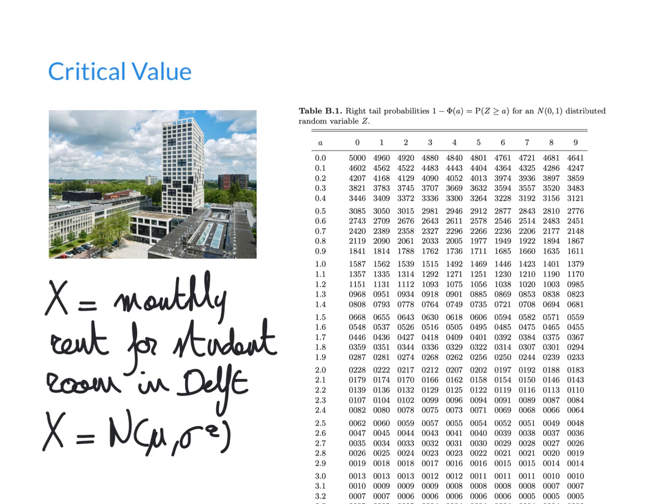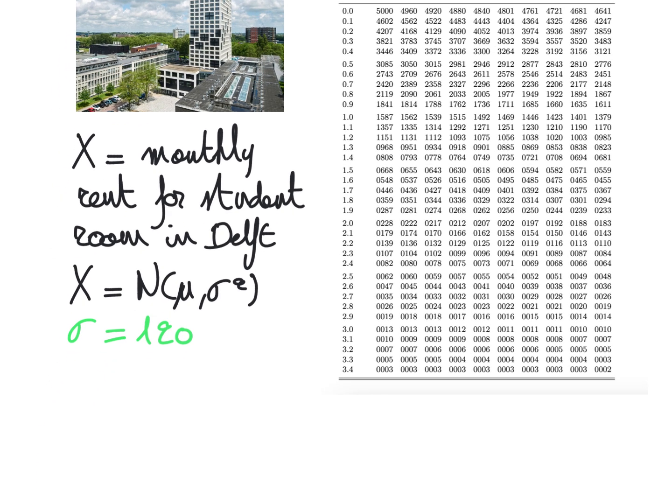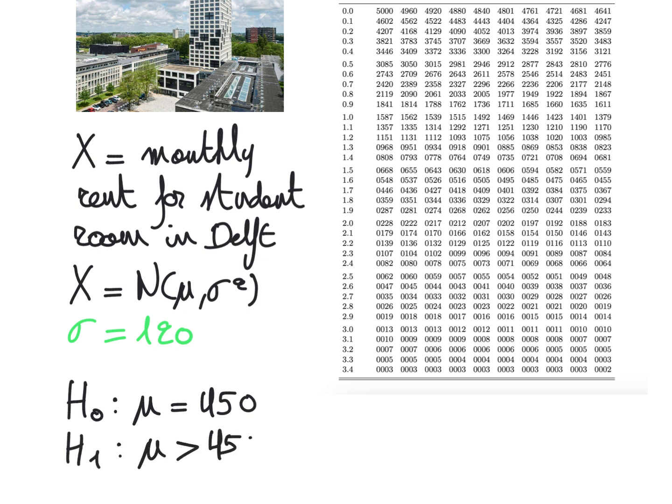Now let's also assume that we already know what sigma is, that sigma is 120 euros, so that's our standard deviation. In this example, the null hypothesis is that mu is 450 euros. But we expect that it's actually more, so that's our alternative hypothesis, H1: mu is more than 450 euros.